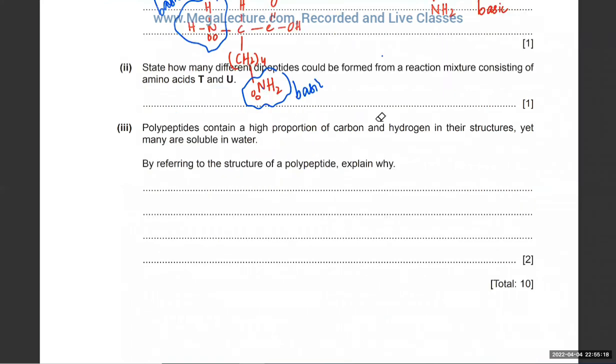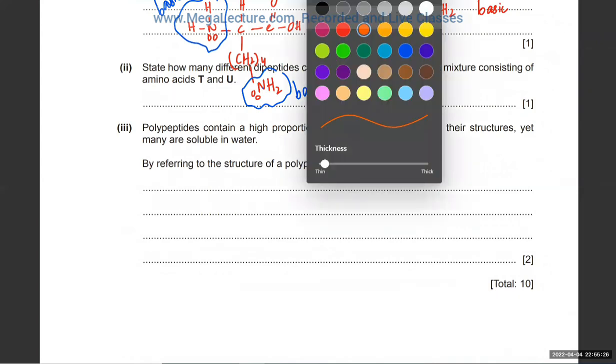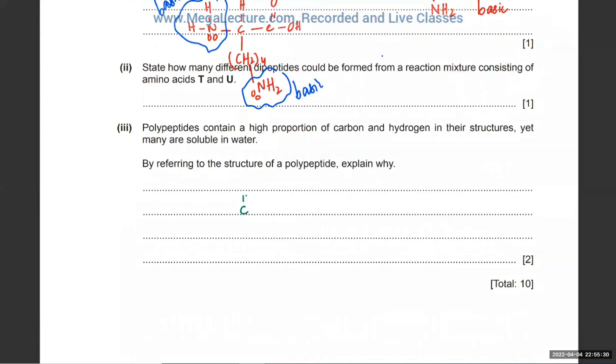They've got a high proportion of carbon and hydrogen in their structures, yet many are soluble in water. By referring to the structure, explain why. Because they're capable of forming hydrogen bonds. They've got amide links or peptide links, which are extremely polar. The oxygen has a lone pair, that's the negative part. The H is positive. You've got an oxygen which is negative. It's got lone pairs as well.